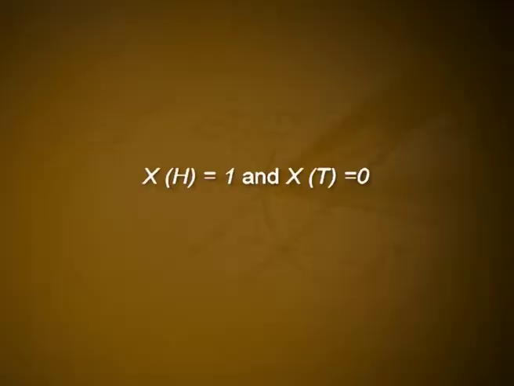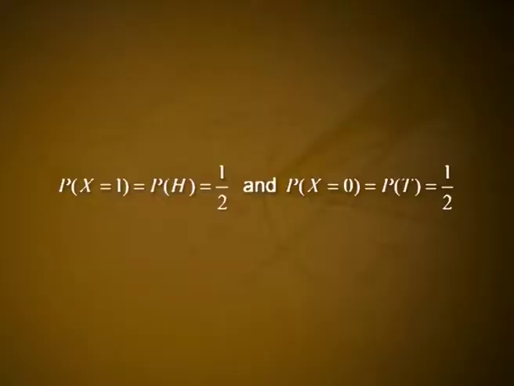Consider a random experiment of tossing a coin. The sample space is the set S = {H, T}. Suppose we are interested in the outcome of the toss. It can be H or T. Let X denote the outcome such that X is equal to 1 when H happens and X is equal to 0 when tail happens. That is, X of H equals 1 and X of T equals 0. Now, X is a real valued function defined on the sample space S.